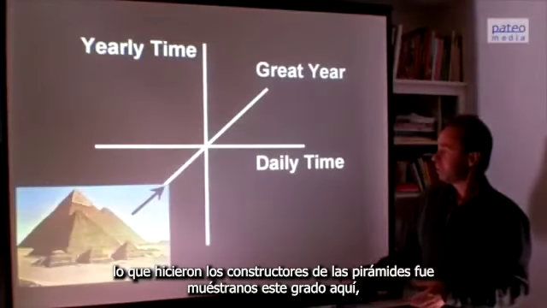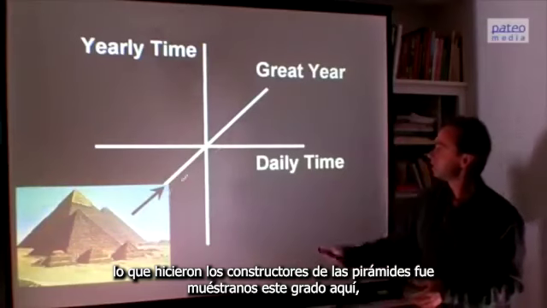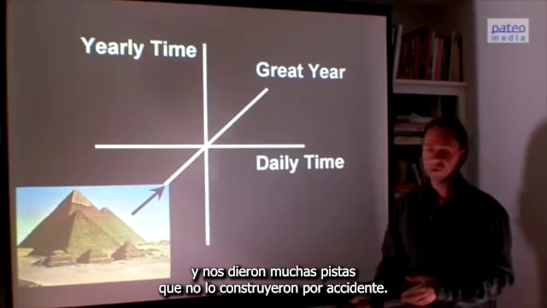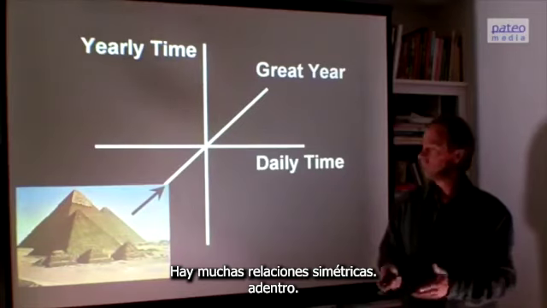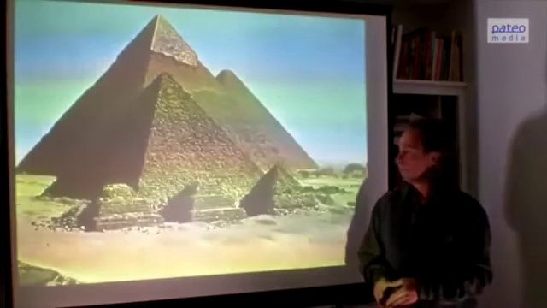So what the pyramid builders did was show us this right here, and they gave us a lot of clues that they didn't build it by accident. There are a lot of symmetrical relationships inside.